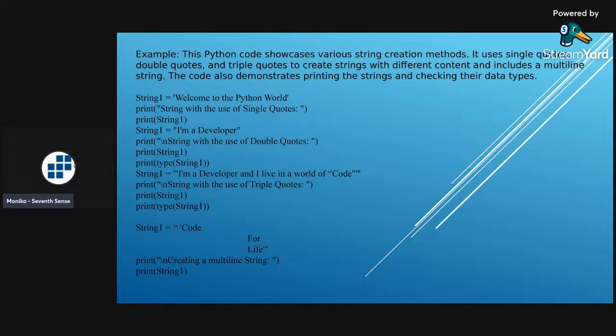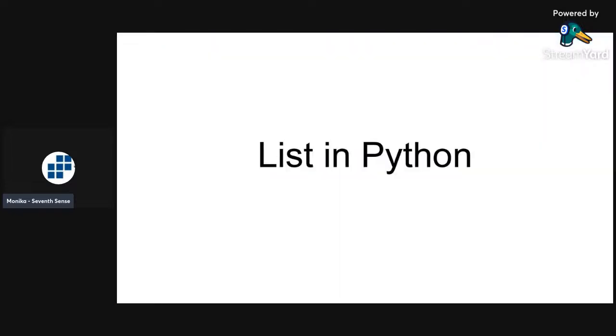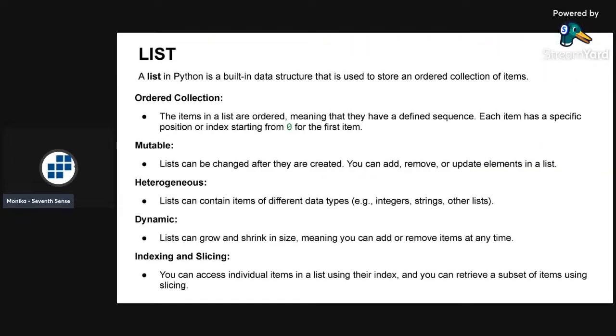Okay. Understood with the strings? Let's go for the next concept. The next concept is list. What is list? A list in Python is a built-in data structure that is used to store an ordered collection of items. What is the use of this list?